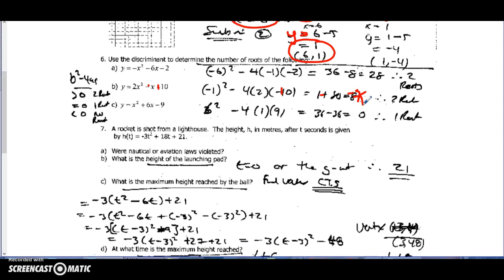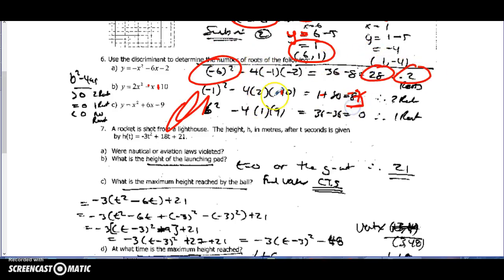Don't forget, the discriminant is what is under the root sign in the quadratic formula. So b squared minus 4ac. You sub in your a, b, and c. In the first one, I have -1 as my a, then -6 as my b, and then -2 as my c. Sub those into b squared minus 4ac, and I get a positive value. Therefore, I get 2 roots.